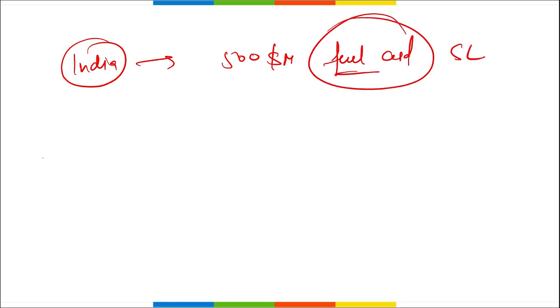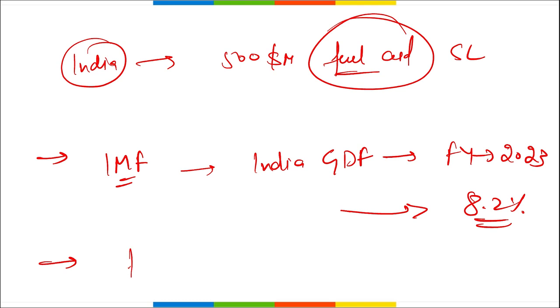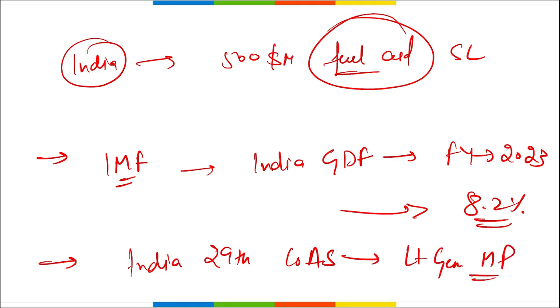Next, if I ask you, recently the IMF, International Monetary Fund, projected India's GDP for the fiscal year 2023 to be dash. It was 8.2%. How much was it? 8.2%. Who became India's 29th Chief of Army Staff? He is Lieutenant General Manoj Pandey. I repeat, who became India's 29th Chief of Army Staff? He is Lieutenant General Manoj Pandey.